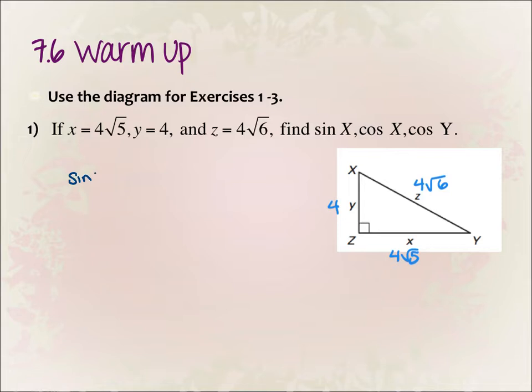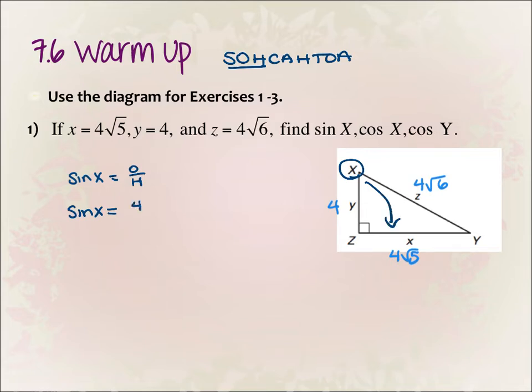Remember our acronym SOHCAHTOA, S-O-H, C-A-H, T-O-A. Sine is the first 3, so sine is going to be opposite over hypotenuse. In this triangle, the sine of x would be opposite x, which is 4 root 5, over the hypotenuse of this triangle, which is 4 root 6.